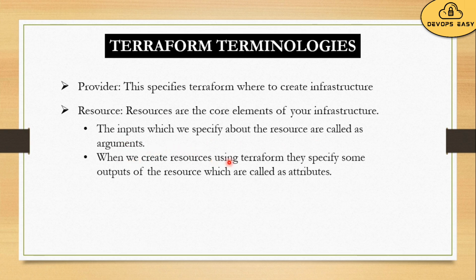When we create resources using Terraform, they produce some outputs of the resources which are called attributes. The inputs you passed are arguments. Whenever you apply the resources using Terraform, you will get an output, and that is called attributes.